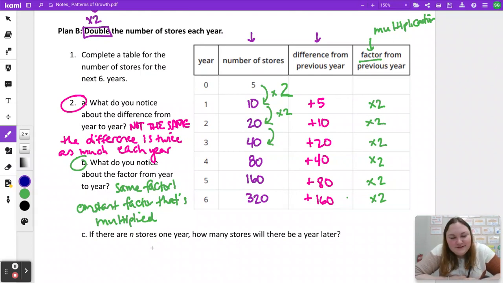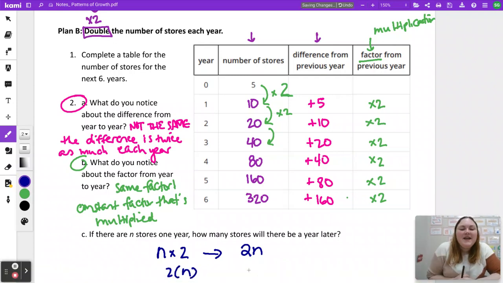If I knew how many stores there were today, and remember we're calling that n, to know how many stores there are next year, I'm just using this pattern we noticed, and I'm going to multiply it by 2. So you could say n times 2. Now, if you've hung around in an algebra class for a while, you know we don't usually see it written like this. Instead, you might see something like 2n, but it means the same thing. It means we're multiplying 2 by n. And I've also seen students write it with parentheses, all the different ways. But the key there is to describe this pattern, we can't use addition because it's not constant. We would have to use that multiplication.